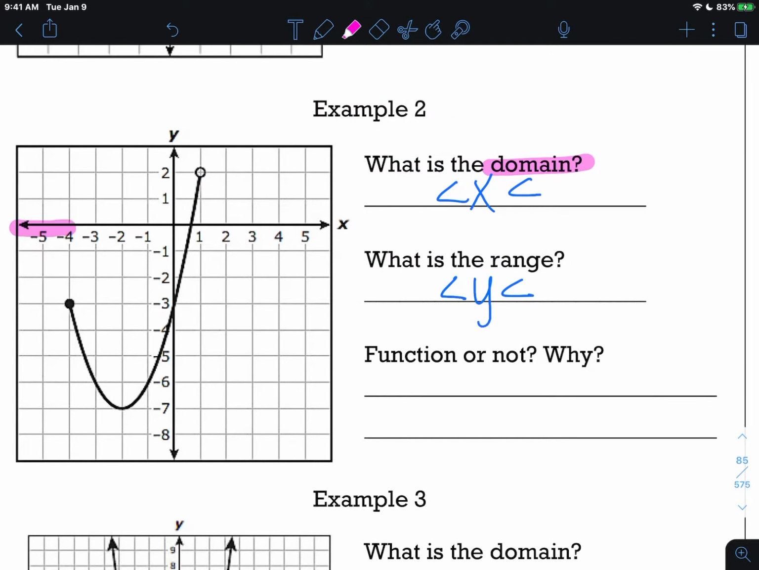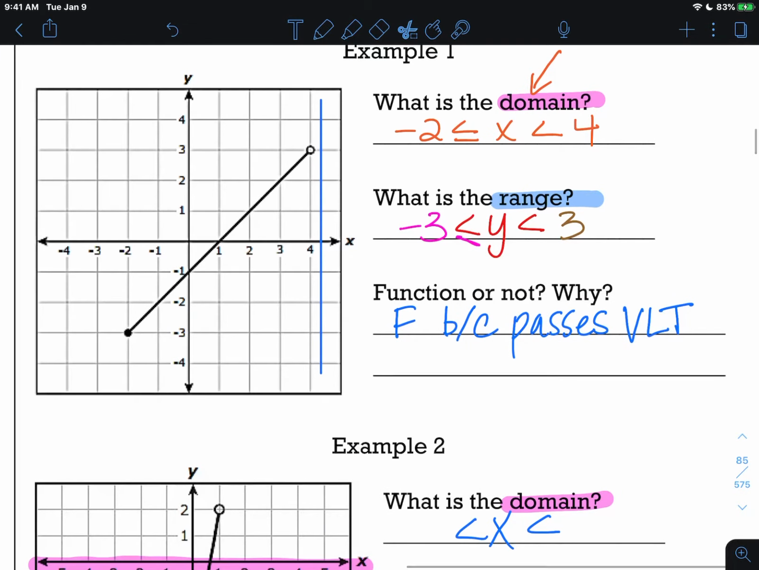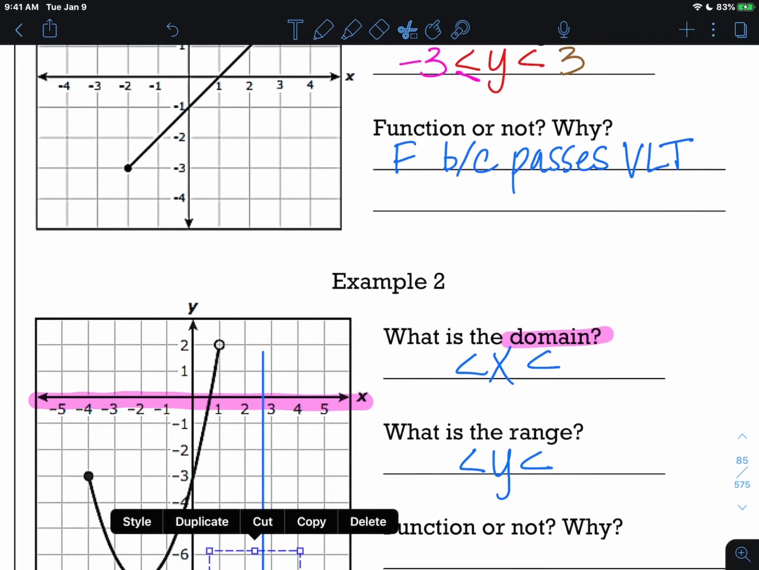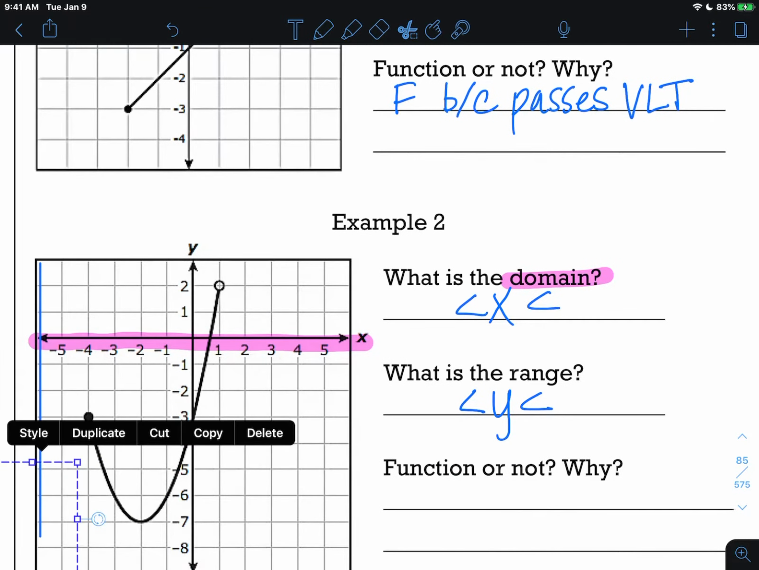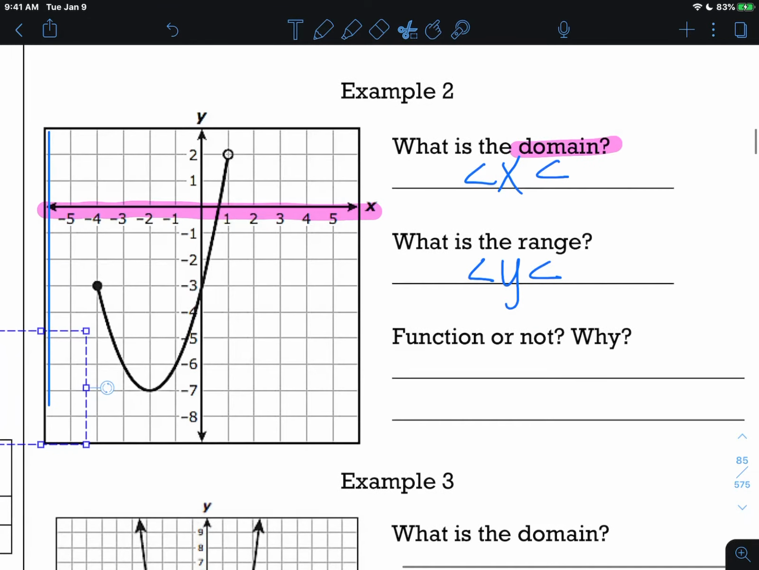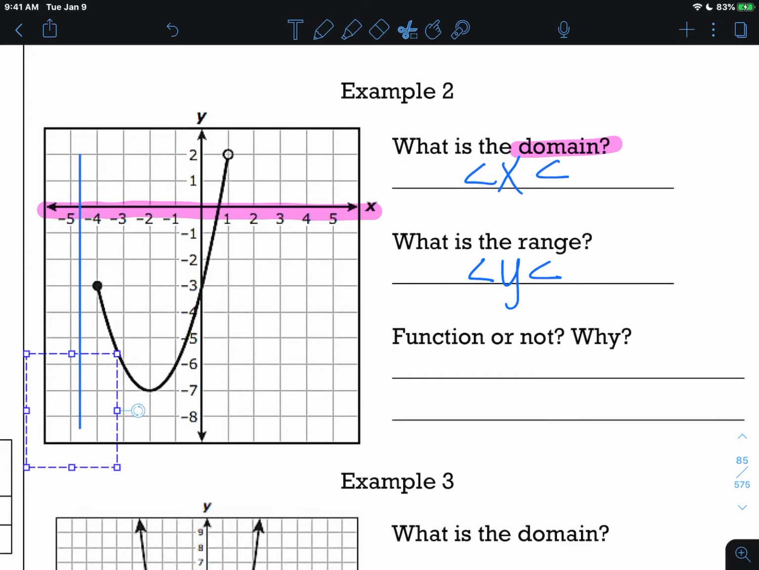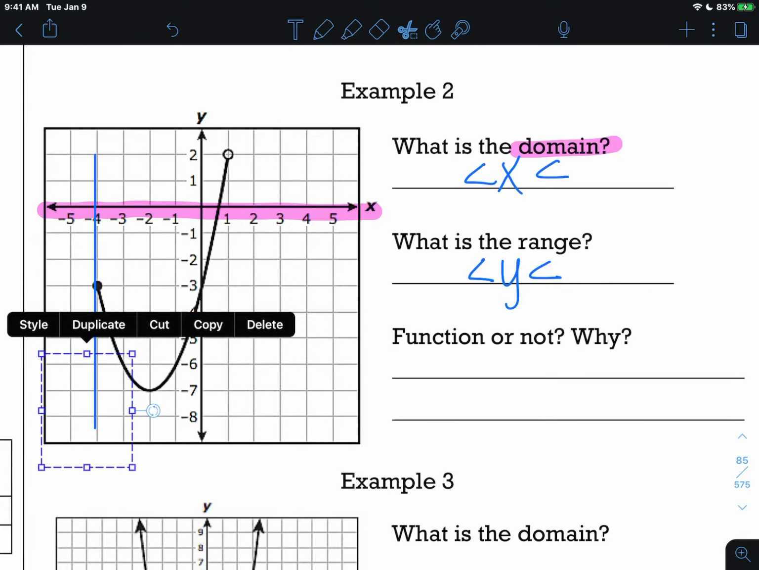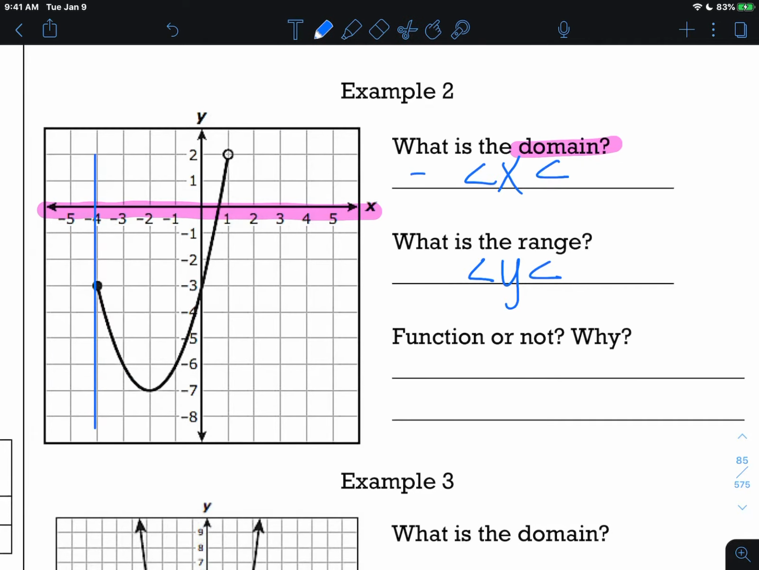Again, my domain is my x's. So I'm going to draw my pencil in, or actually I'll grab it from up here. Okay, so I'm going to start over here where my x's are smallest, and I'm going to run it all the way across. It touches my graph at -4. Let's write in that value. I'm going to look at the dot that's associated there, and I say, oh, that's filled in. Let me write in my extra line.